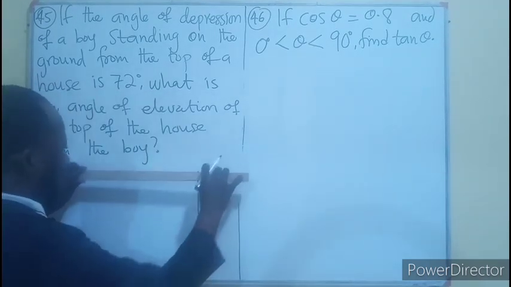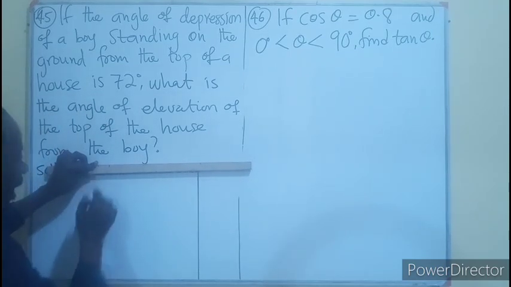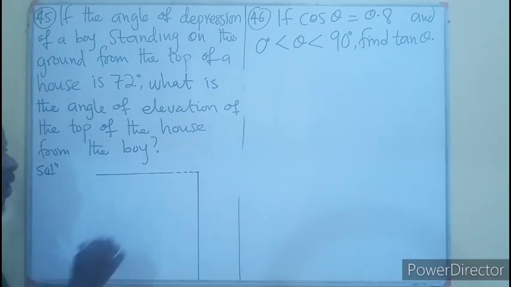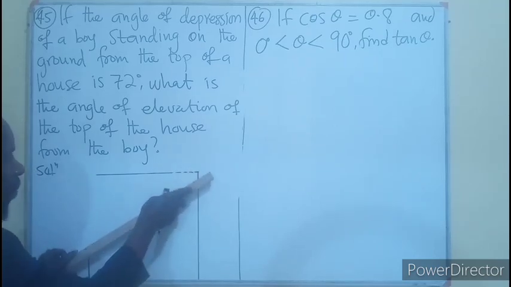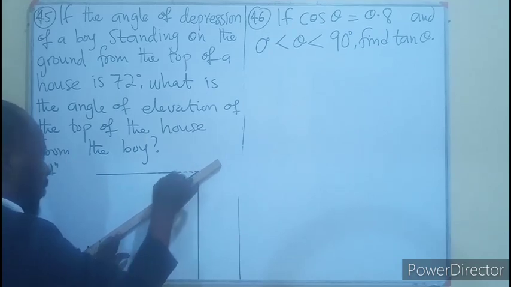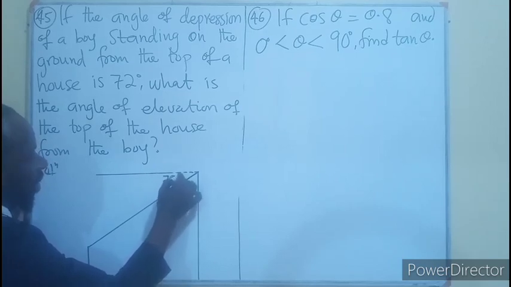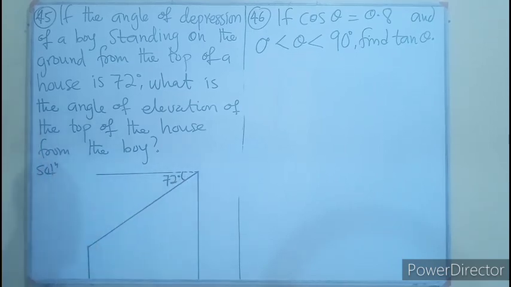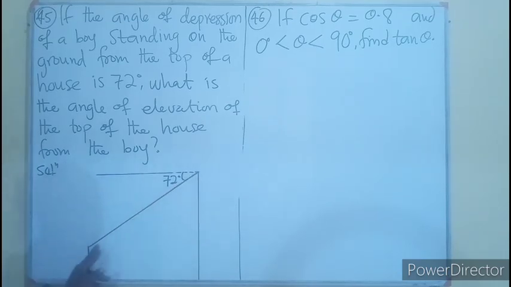So if this is the house, let's draw the horizontal length of the house. Before an angle of depression can be formed, it should be formed below this line. So from where the top of the building is to the boy, the angle here is what they are referring to as what? 72 degrees. Right? And I am only forming the angle of depression with the height, that is, to the head of the boy. That's why I didn't use the whole body.